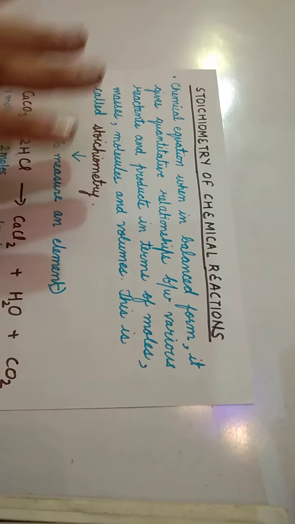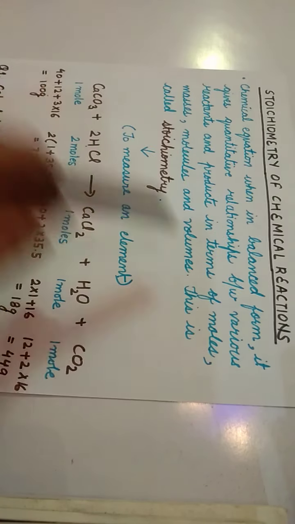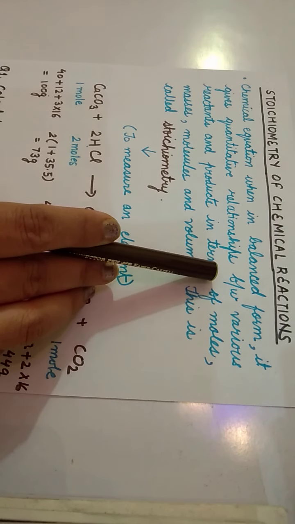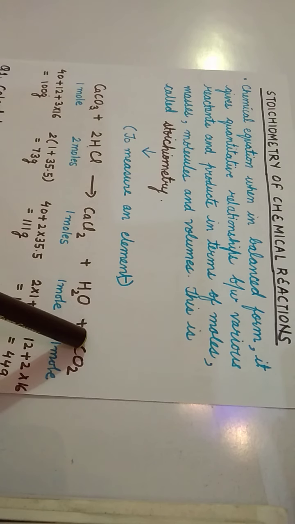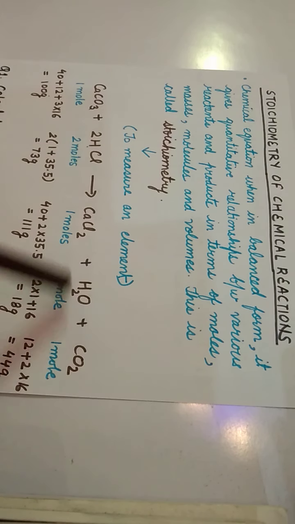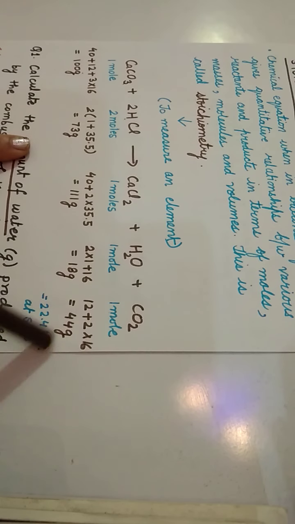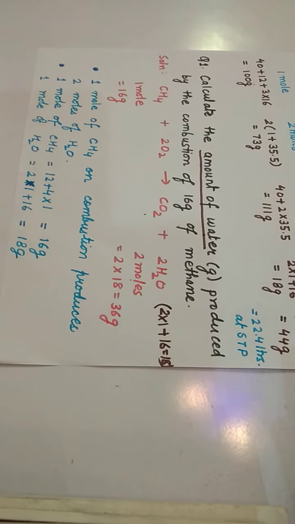So now we'll do the definition. A chemical equation when in balanced form gives quantitative relationship between various reactants and the products in terms of moles, in terms of masses and in terms of volumes. So this is generally what is known as stoichiometry. Now children, we will move to the numerical portion of this topic.